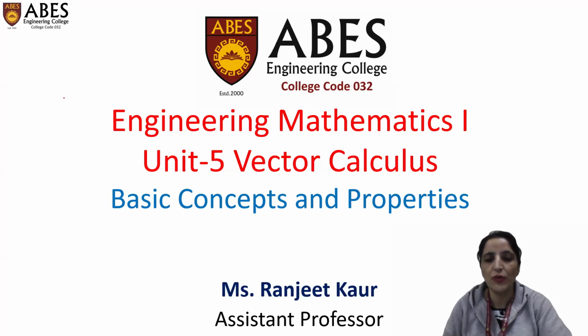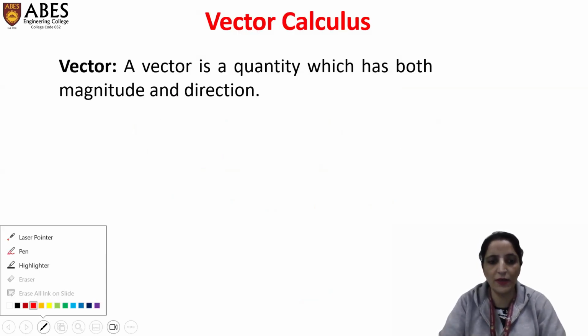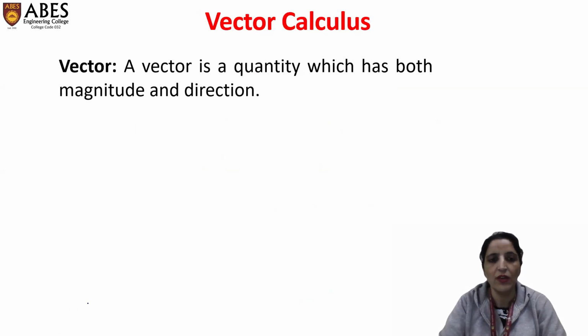In this video, we are going to discuss Unit 5, that is Vector Calculus of Engineering Mathematics 1. Let's start with the basic concepts and properties of vectors. So let's start with the definition of a vector. A vector is a quantity which has both magnitude and direction.